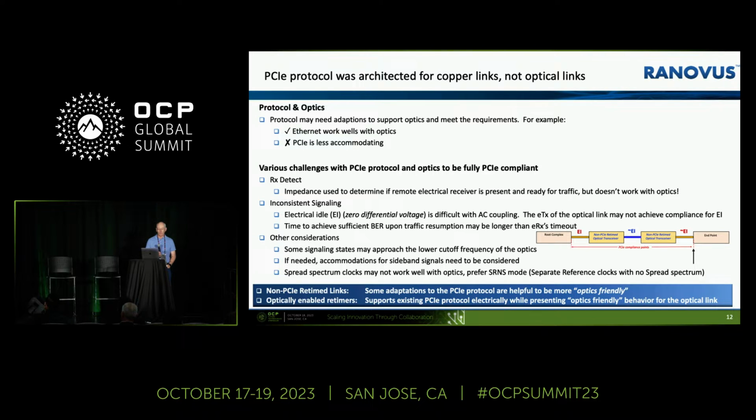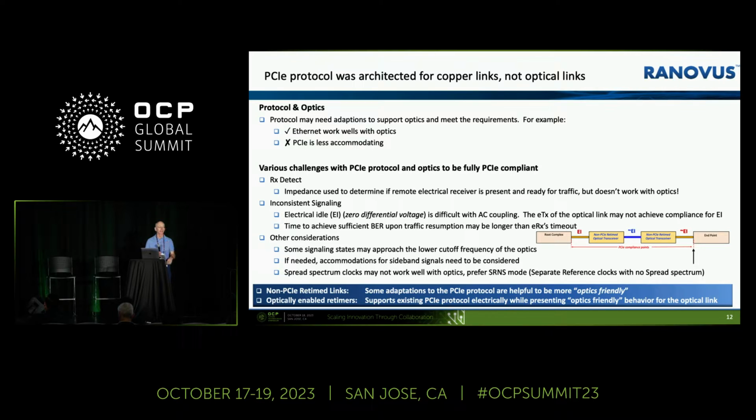So the first one I bring up is what's called RX detection. This is where the PCIe electrical transmitter uses impedance to determine if there's a remote electrical receiver at the other end. And if there is, then it thinks it's ready for traffic and it'll try to bring up the link. But if you put optics in there, there's no way to measure the impedance at the far end. So that's something that would need to be dealt with. Another one, there's a zillion of these things, and I've just lumped these into big categories.